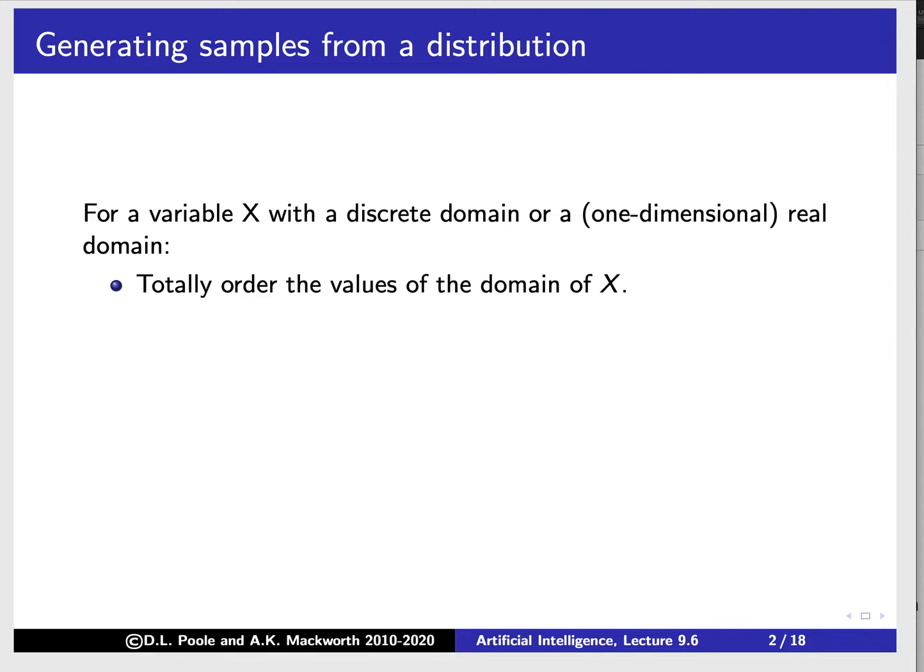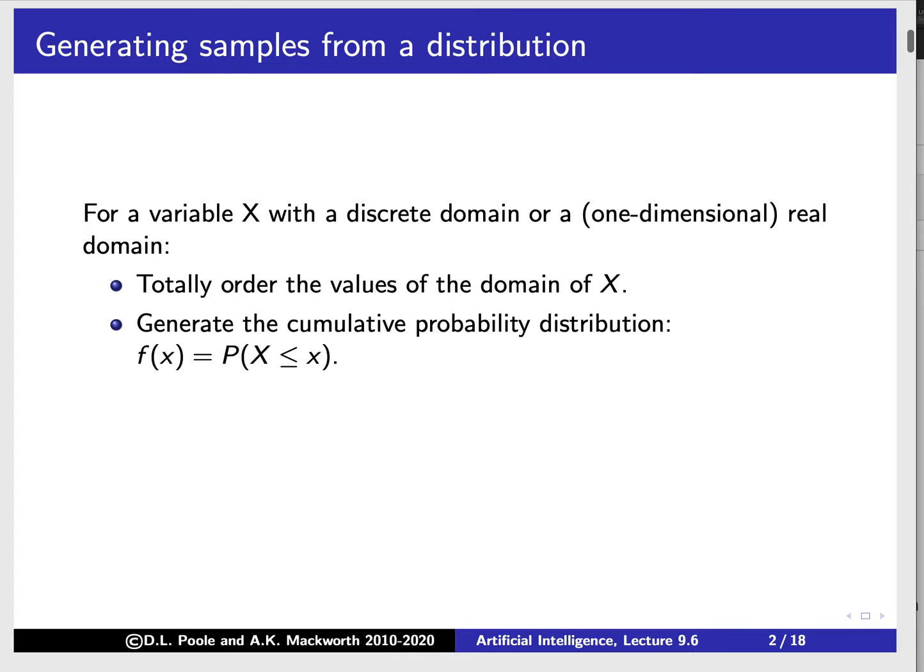All right, so here's the idea. It works for a one-dimensional real domain or a discrete domain, so it's only for one dimension. First of all, we're going to totally order the values in the domain of x. If it's a real-valued variable, it's already totally ordered. Otherwise, we're just going to pick some arbitrary ordering. It doesn't really matter what ordering it is for a discrete domain. And for a real one, you might as well just use the normal ordering of the real numbers.